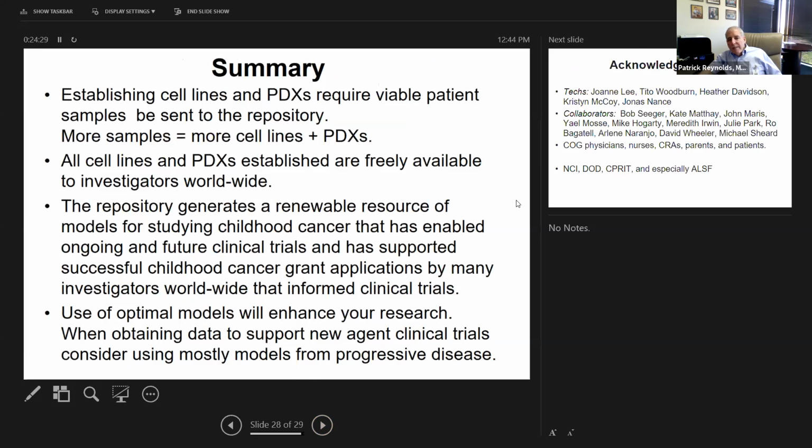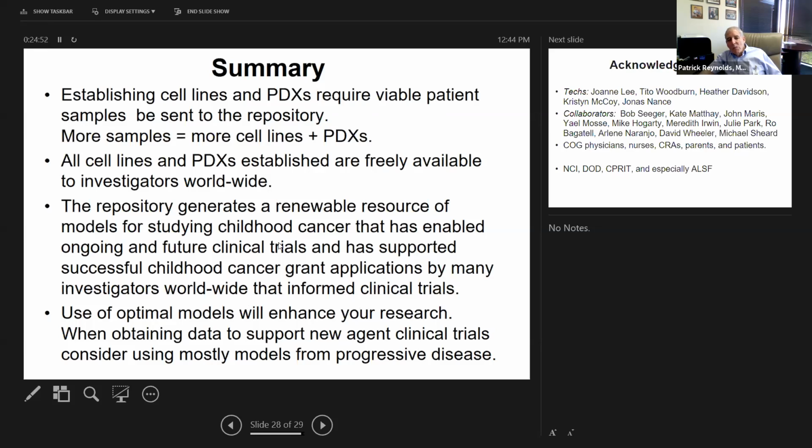So in summary, establishing these cell lines and PDXs requires viable patient samples to be sent to the repository. And that's something I want to stress. More samples means we're going to have more cell lines and PDXs to share with everybody. The cell lines and PDXs that are established are freely available to investigators worldwide. This repository is a renewable resource.